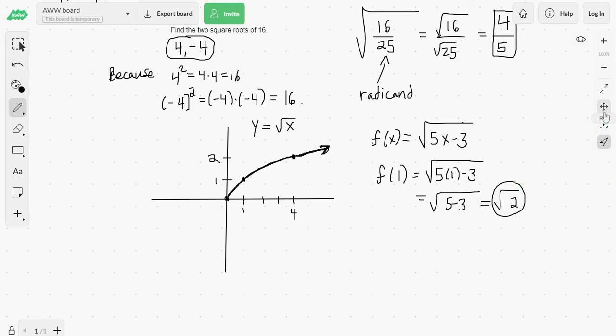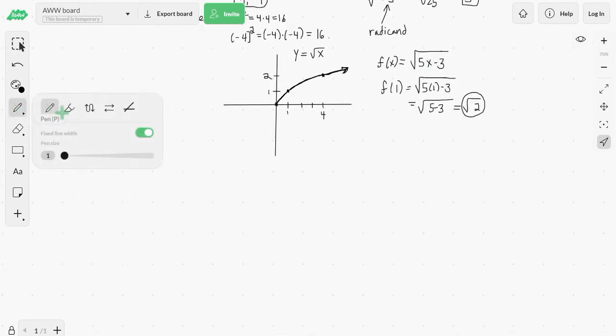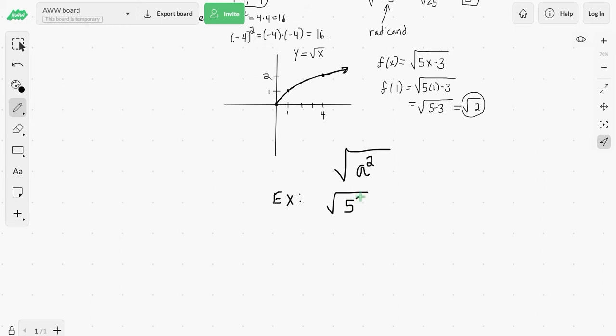And now let's take a look at something a little bit different. Let's consider simplifying something of the form the square root of a squared. Well, let's just consider a few examples. Let's consider, say, the square root of 5 squared.